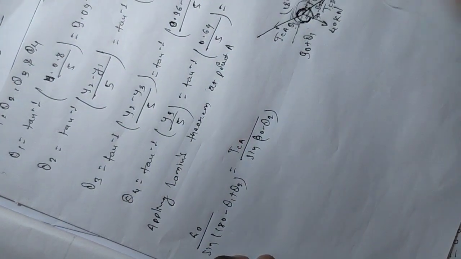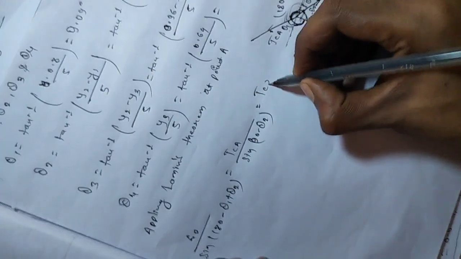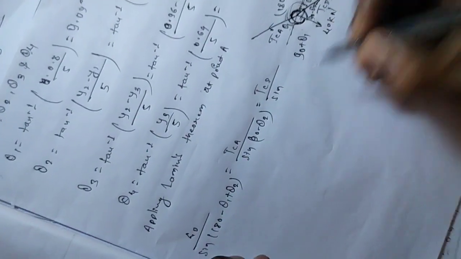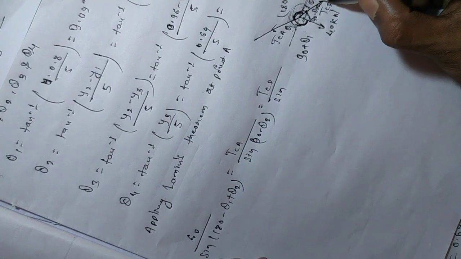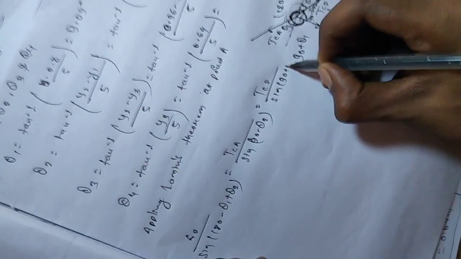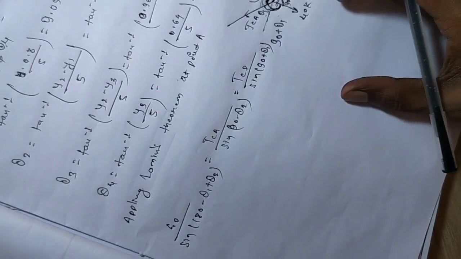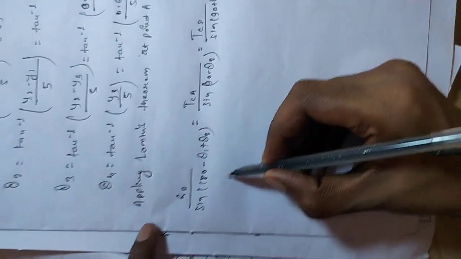Also 90 minus theta 2. Also TCD will be equal to sine 90 plus theta 1. Now we take the first and second.